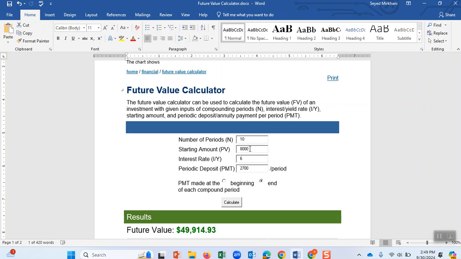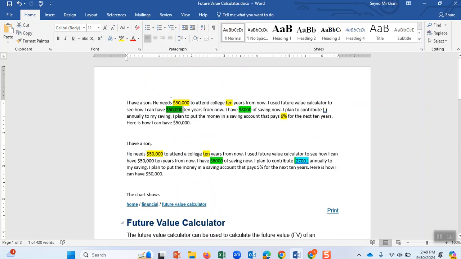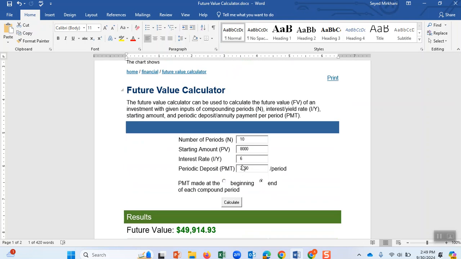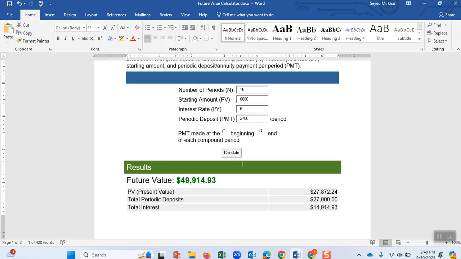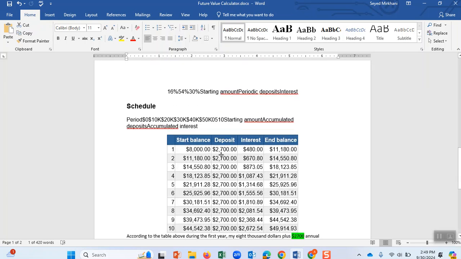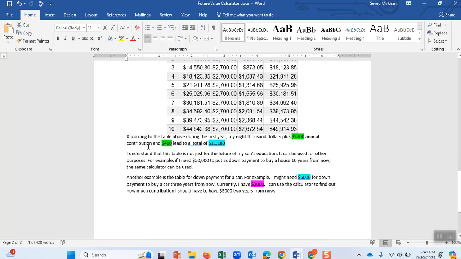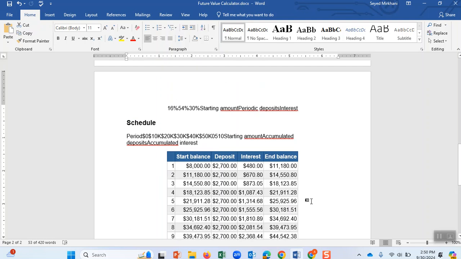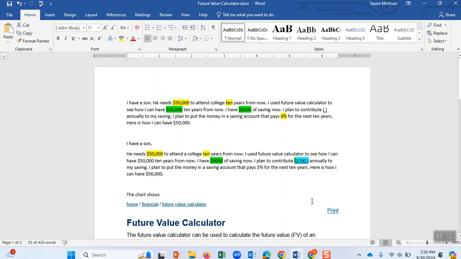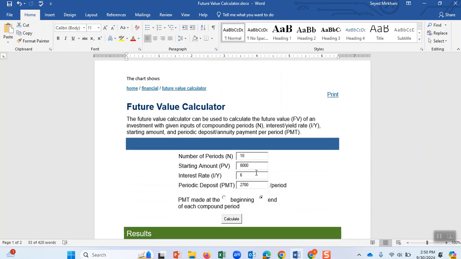You see 10 years, $8,000, my initial investment, 6 years. And here I explained how much money I needed for the future. I want you to come up with some examples and post them on the discussion board for the students and explain. I have explained additional examples, for example, you want to buy a down payment for a car. Any scenario that you would like to create. After you create it, post it on the discussion board. It tells the students that you understand the concept of future value.